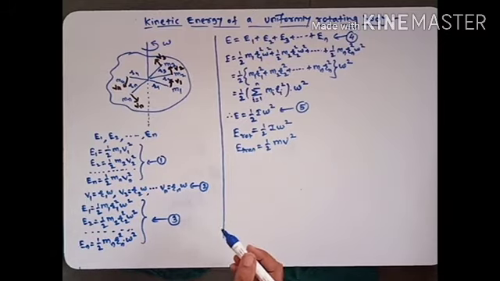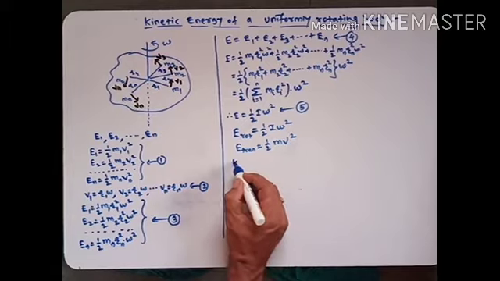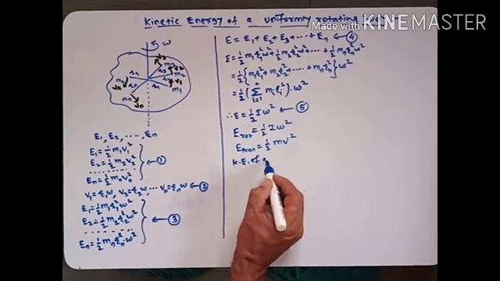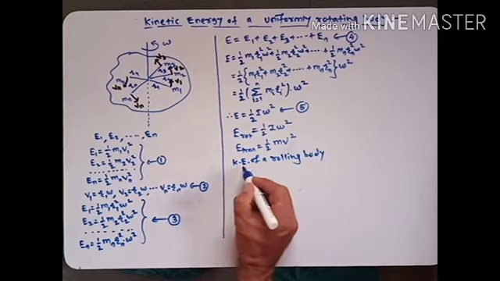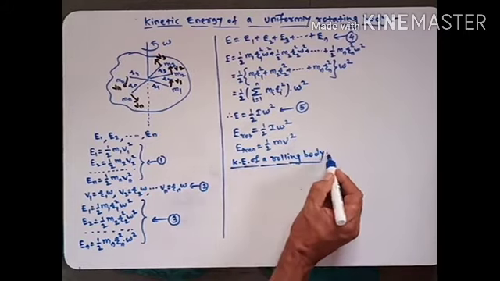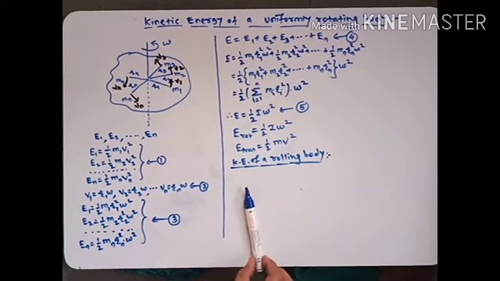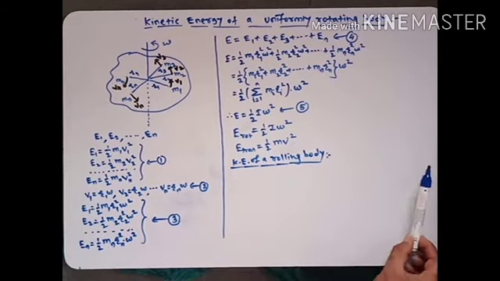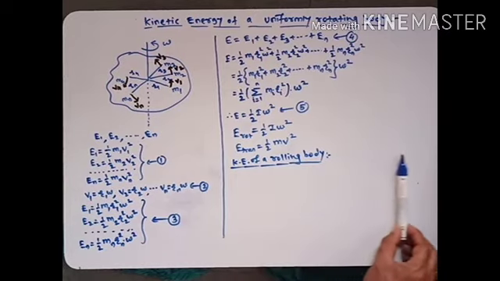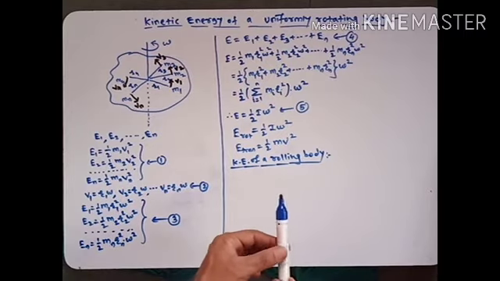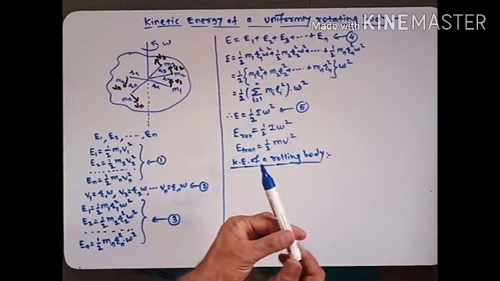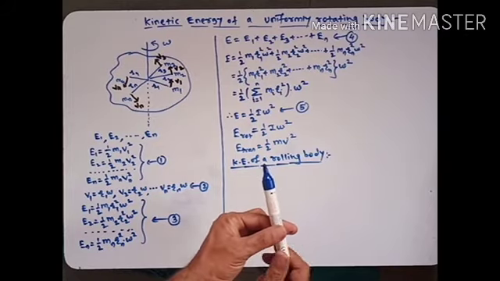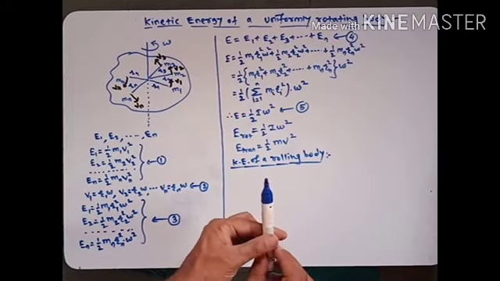Now we'll consider another thing, that is kinetic energy of a rolling body. See here, kinetic energy of a rolling body. Before that, see here, suppose this pen we transfer like this. This is the translational motion. Then this kinetic energy we consider as translational kinetic energy. Now if we rotate this pen like this, see here, then this type of kinetic energy we consider as a rotational kinetic energy.